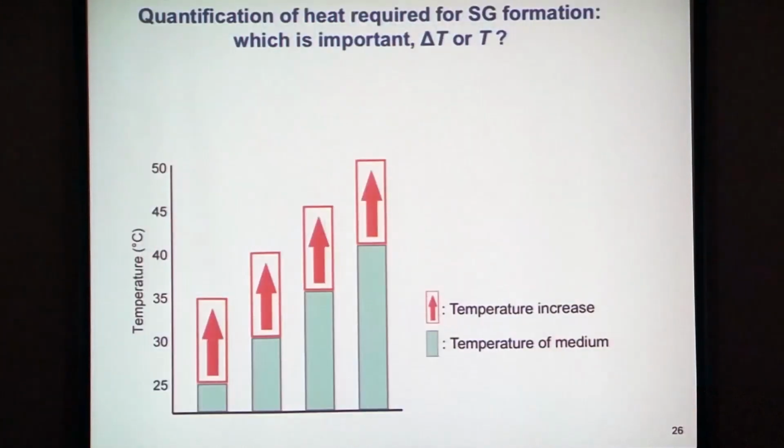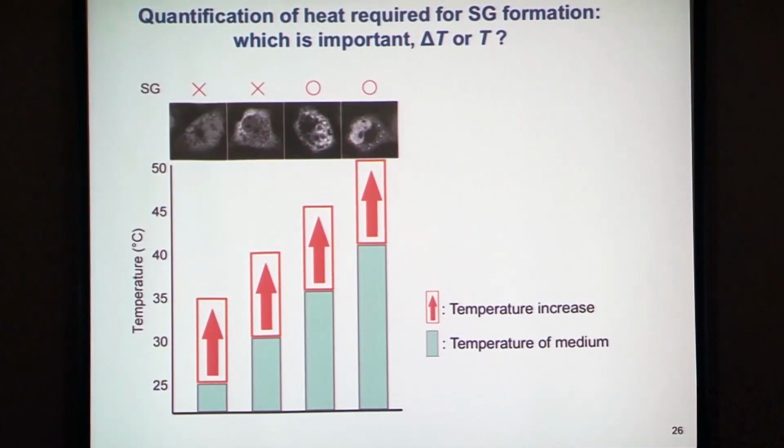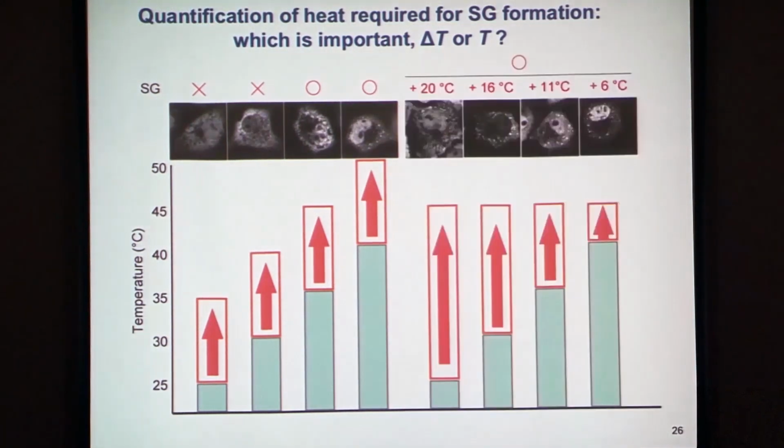We also quantified the temperature change required for stress granule formation by applying the same amount of heat to the medium of the cell. As can be easily imagined, the higher temperature resulted in stress granule formation. But at this point, we can't distinguish between delta T and absolute temperature, which is important. Quantifying the temperature required for stress granule formation told us that SG formation required an absolute temperature of 42 to 43 degrees in the local area of the cell. I want to stress that 42 to 43 degrees is only in 1 or 2 micrometers in a single cell, which is distinct from the classic heat shock response.